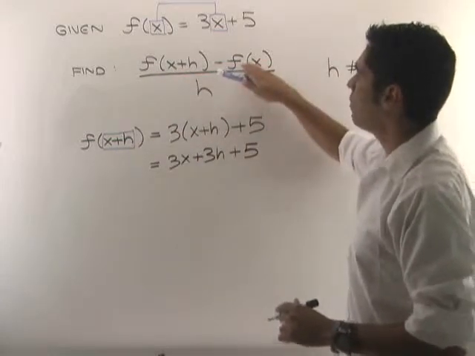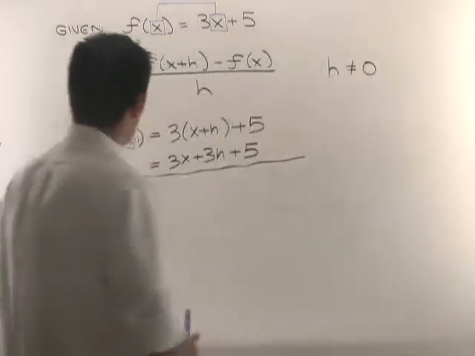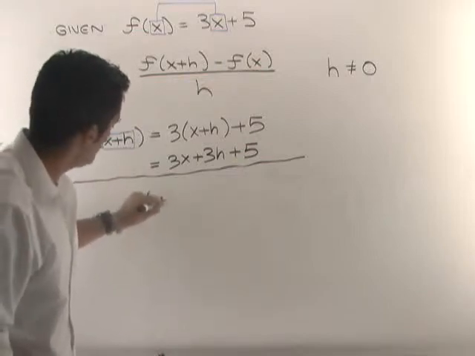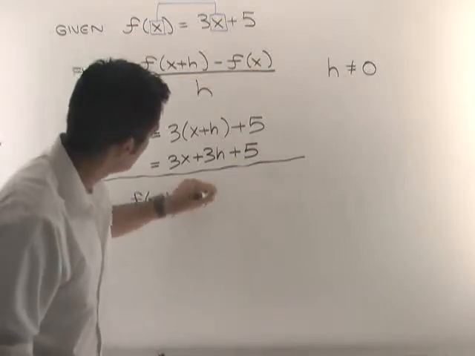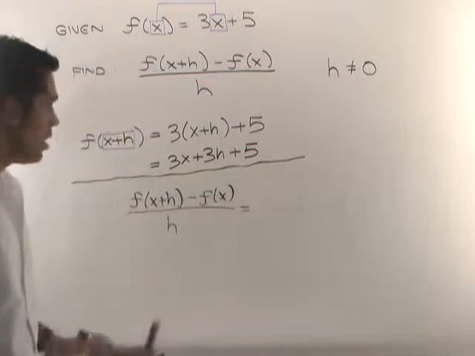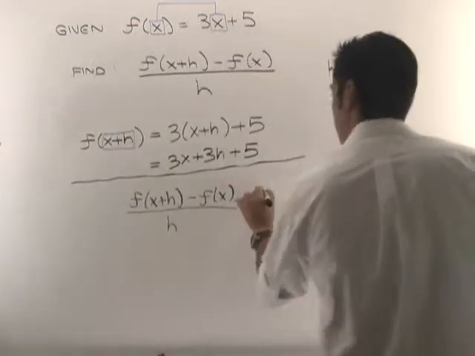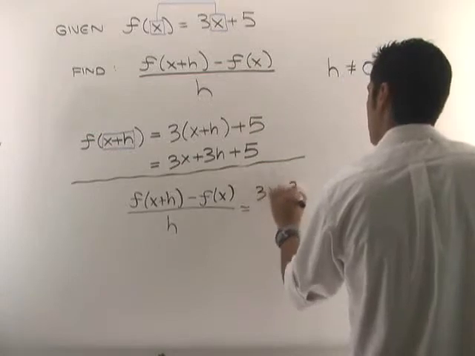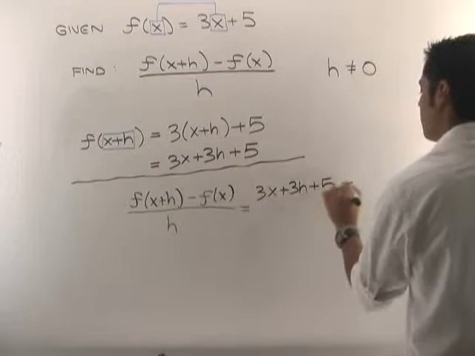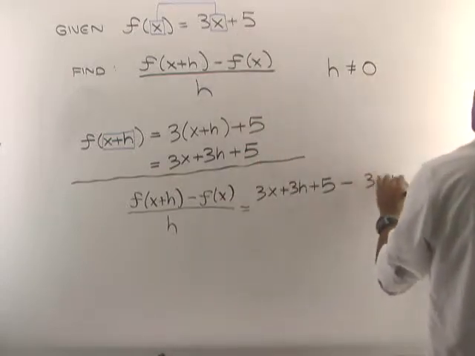We also need f(x). Well, we already said that's f(x). So now that we're done with our scratch work, we're actually ready to write this down. So I'm going to rewrite this. We want f(x plus h) minus f(x) all over h. And now let's just plug things in. What did we say f(x plus h) was? Well, it's this. So we have 3x plus 3h plus 5. Okay, that's this. Then we subtract from that f(x). That's this. So 3x plus 5.